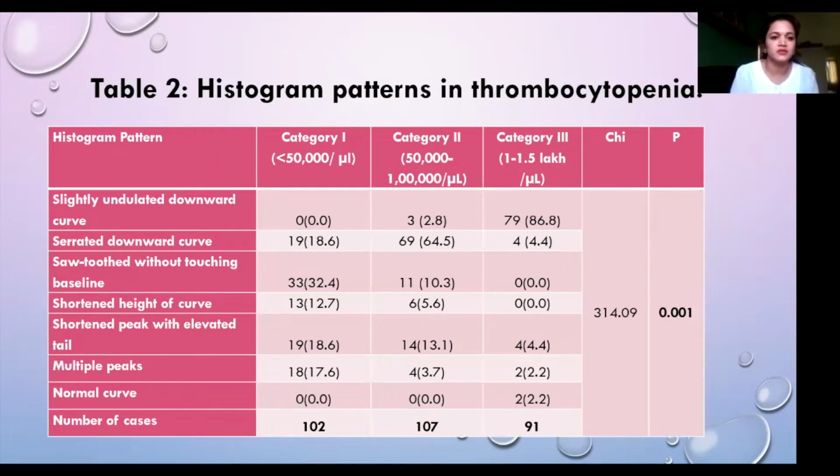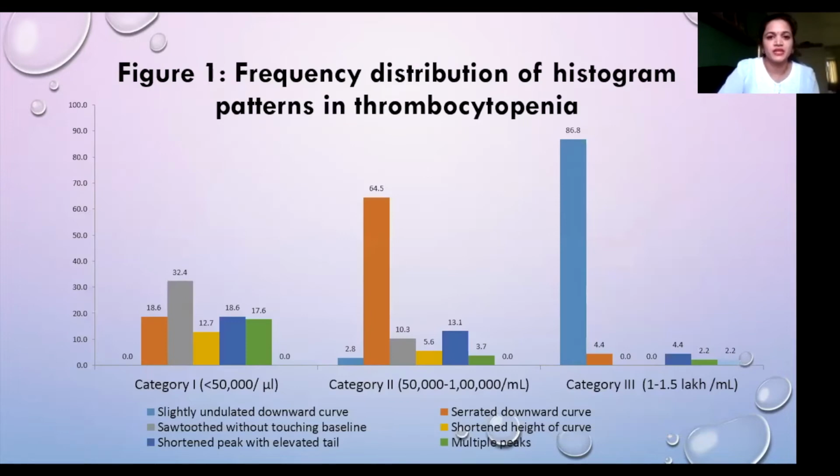This table shows the histogram patterns which were described as having the following types in all the cases of thrombocytopenia in our study. The patterns described were slightly undulated downward curve, serrated downward curve, saw-toothed curve without touching the baseline, shortened height of the curve, shortened peak with elevated tail, multiple peaks, and a normal curve. Here is a graphical representation where you can make out the frequency distribution of histogram patterns in thrombocytopenia.